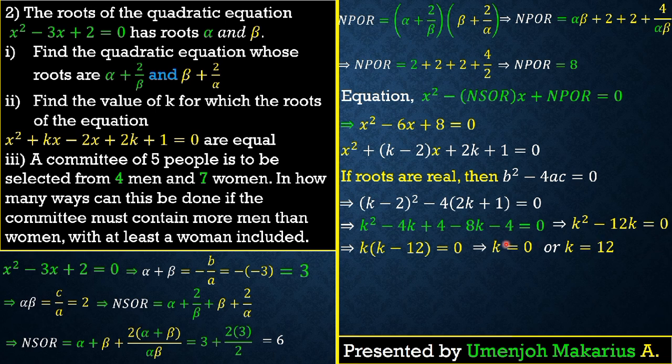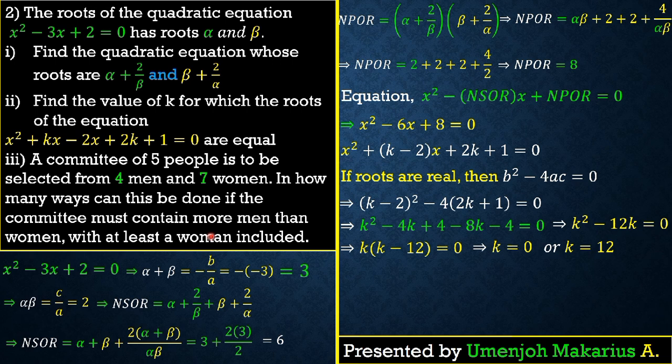Okay, now the Roman 3 is saying that a committee of 5 people is to be selected from 4 men and 7 women. In how many ways can this be done if the committee must contain more men than women, with at least a woman included? Okay, so guys, now the key to this problem is that we want to form a committee of 5 persons, right? And we have 4 men and 7 women as candidates. So our goal now is to select it in such a way that we have more men than women, but there must be at least one woman.